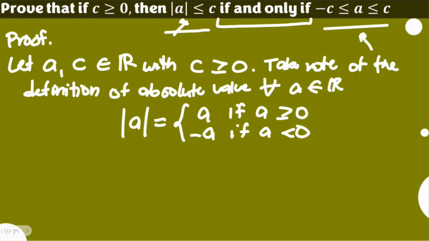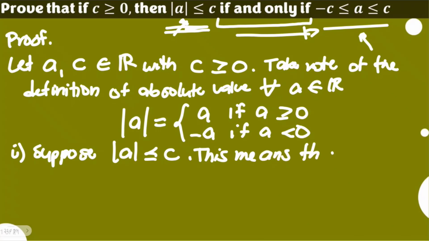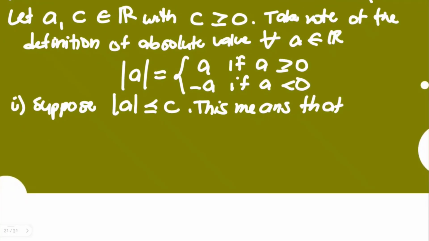So let's have the first step. Suppose the absolute value of A is less than or equal to C. We're going to show this statement to be true, that is our first portion. This means, what will happen if the absolute value of A is less than or equal to C? There are two different scenarios here.